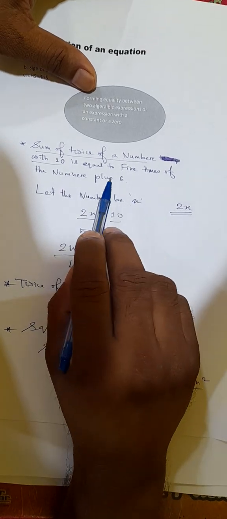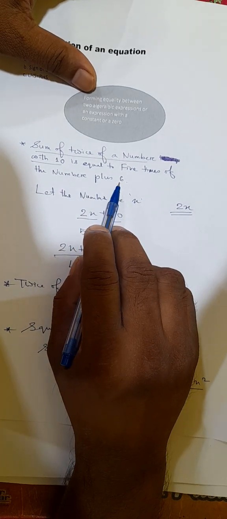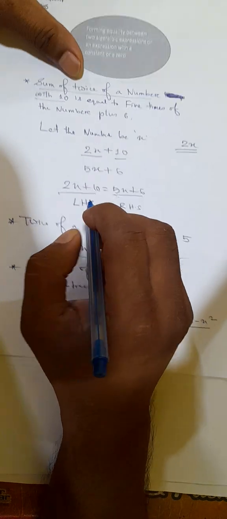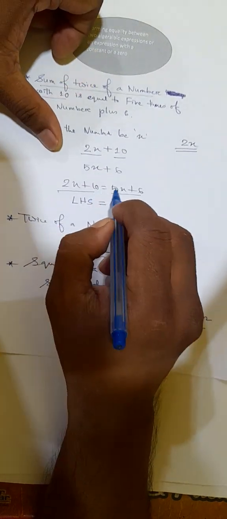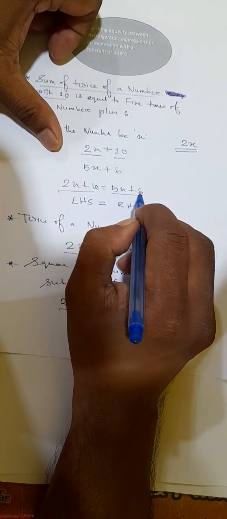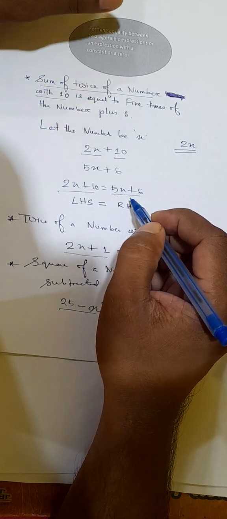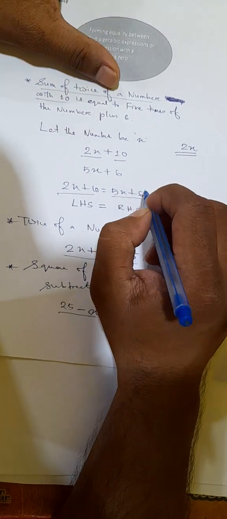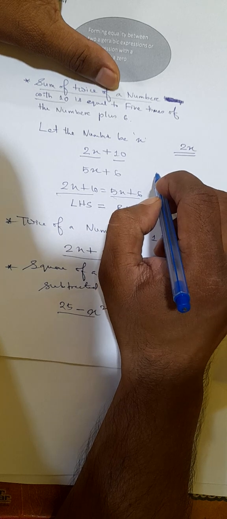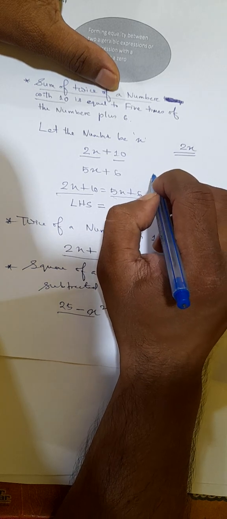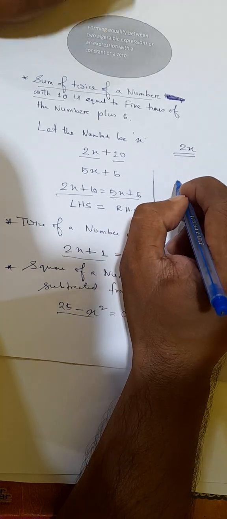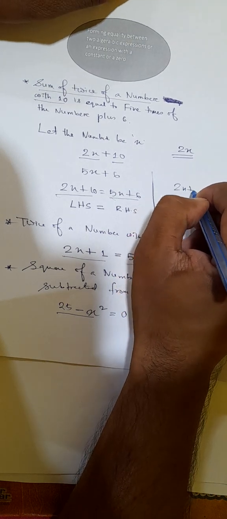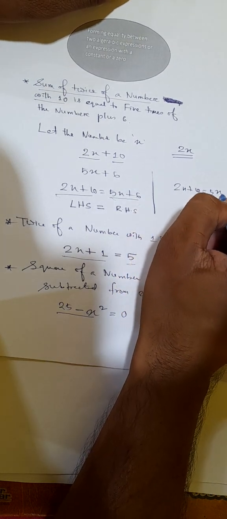That means there is a number for which twice the number plus 10 equals 5 times the number plus 6. So we have to find that number. That means we will try to find the solution of this equation. So, 2x + 10 = 5x + 6.